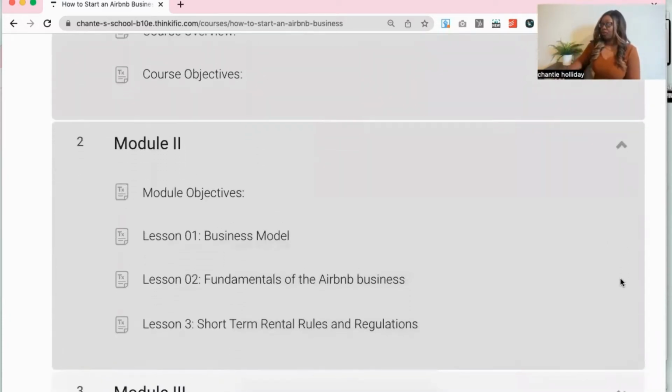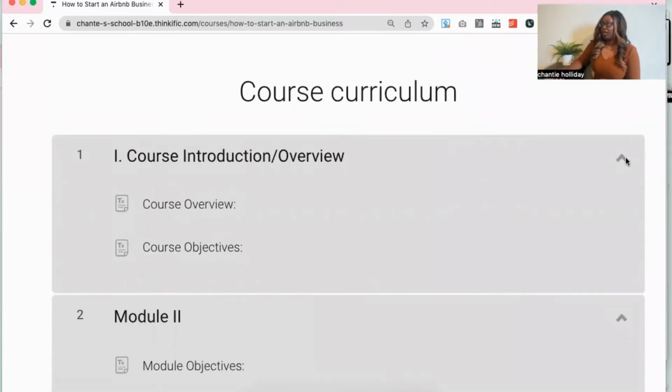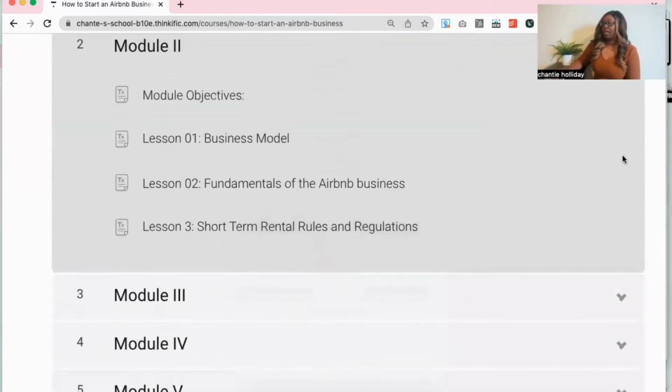Module 2 is going to cover the module objectives first. Then Lesson 1 will cover the business model so that they have an understanding of, hey, we're not going into this blind. We're going into it with a plan so that we can make sure you have the best success rate possible. Lesson 2 is going to be the fundamentals of the Airbnb business. Lesson 3 will be short-term rental rules and regulations.